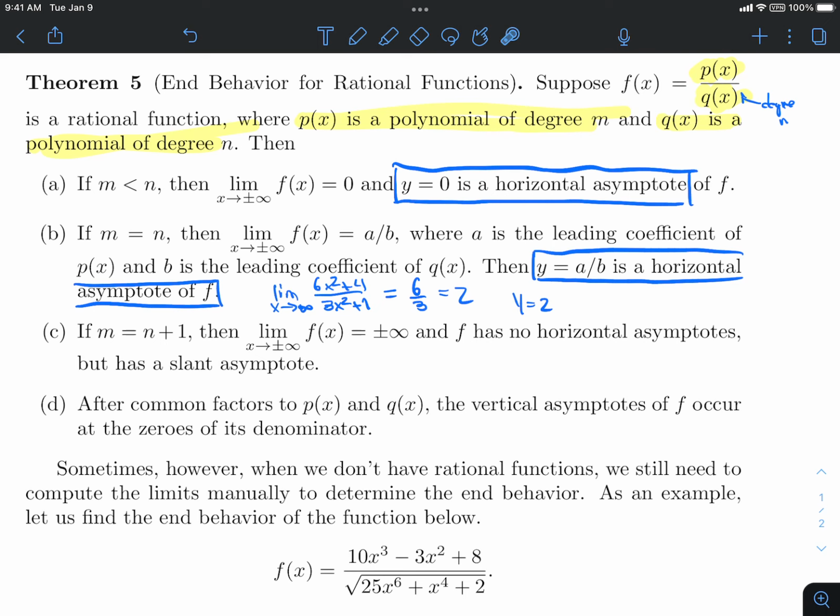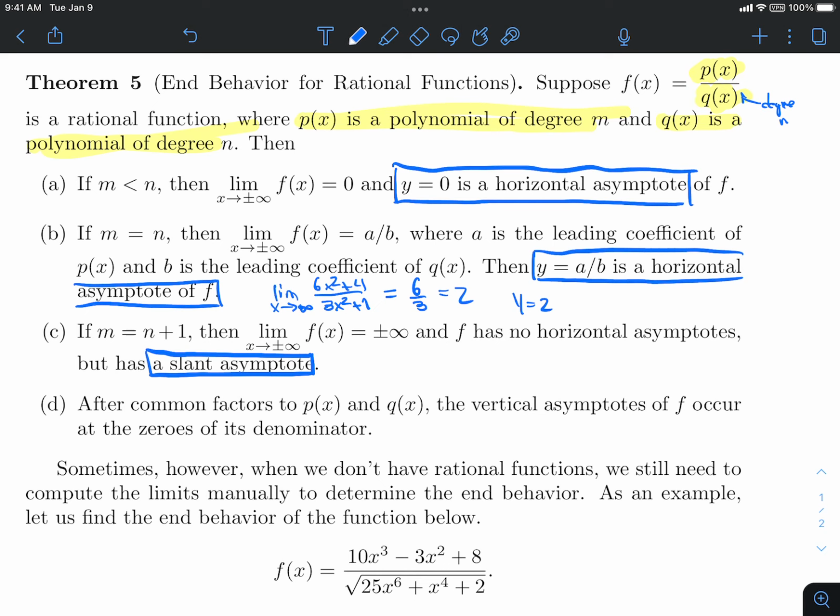Okay, another case is when m is exactly 1 above n, so the degree of the top is exactly 1 above the degree of the bottom, which is the case we just did for slant asymptotes. So the graph has no horizontal asymptotes, but it does have a slant asymptote that you find using long division or synthetic division.